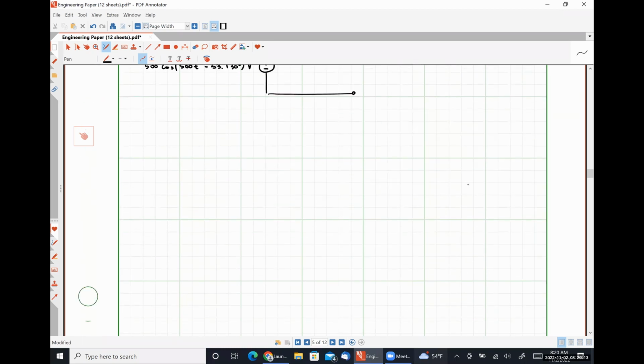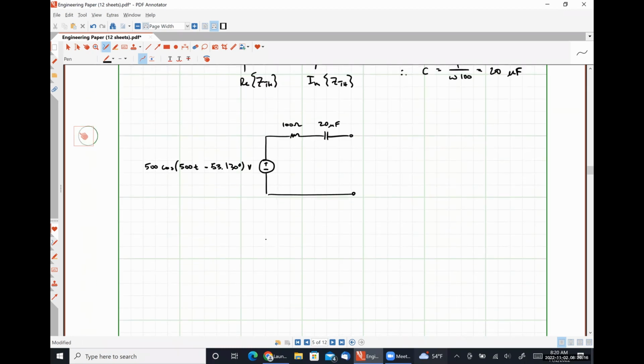In the frequency domain, we would just have 500 angle negative 53.130 degrees. Let's call this a generic impedance having a value of 100 minus j100 ohms.